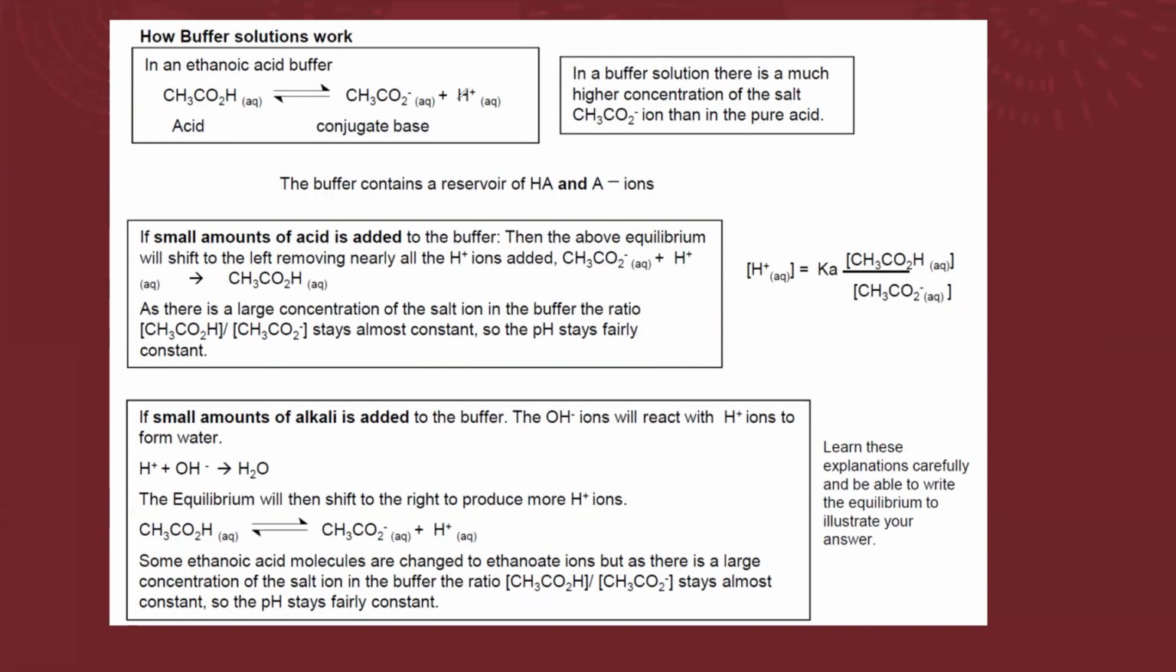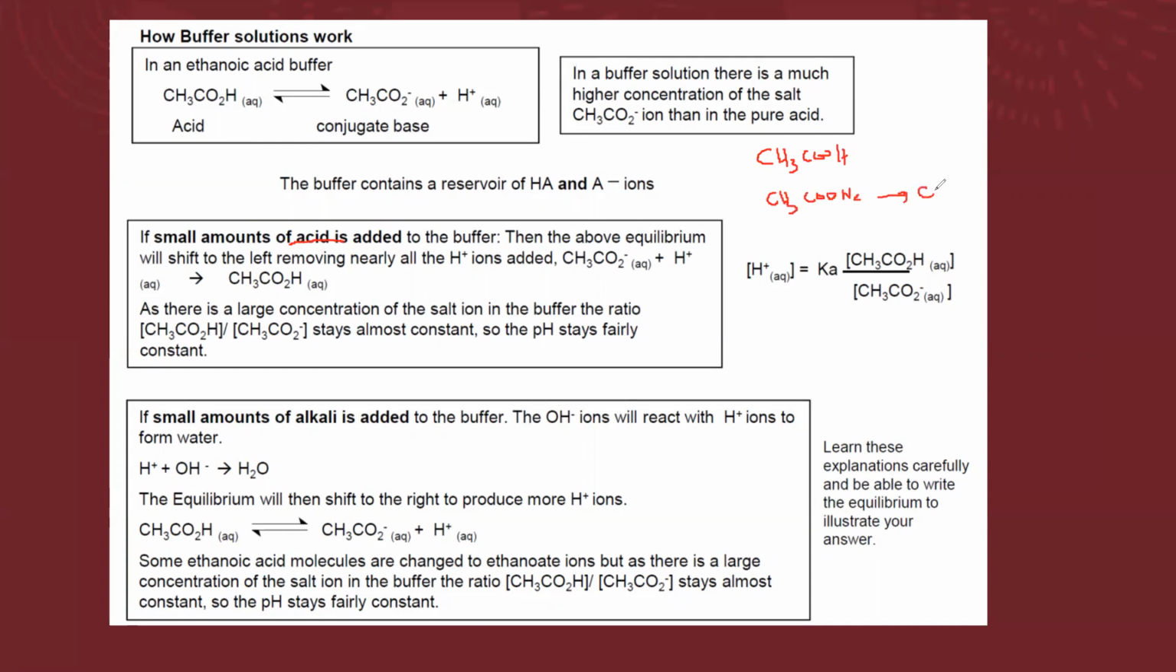So a weak acid will dissociate. For example, ethanoic acid will dissociate into ethanoate ion and hydrogen ion. And if we add a small quantity of acid, then what happens? There is the dissociation, and we already have a reservoir, because this solution has a weak acid and its salt.